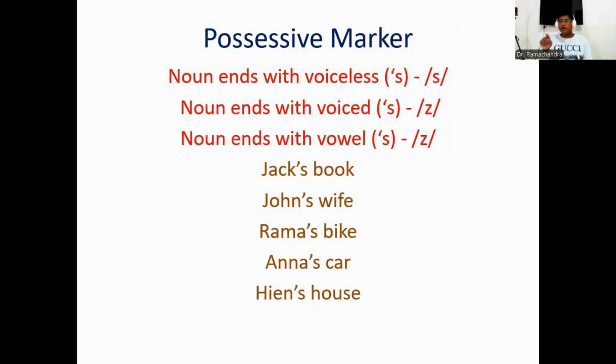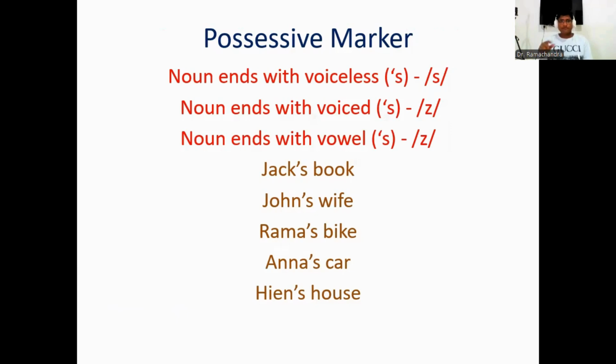Rama, vowel. Vowel is voiced. So that becomes z: Rama's bike. Anna, again a vowel sound. Vowel is voiced, that becomes z: Anna's car. Hien, a Vietnamese name: Hien, n. Hien's house.